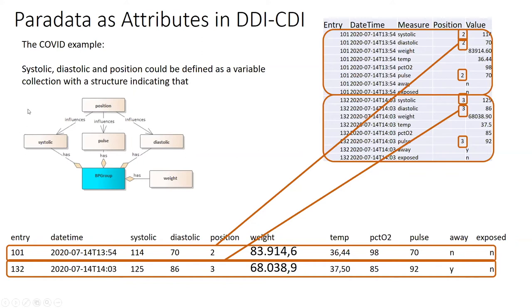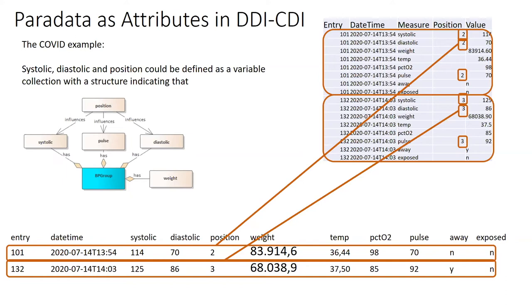But in the wide data format, you cannot do that. The position will apply to everything here. But what you could do in the DDI-CDI is that you could create a variable collection. And the variable collection can have many different structures.